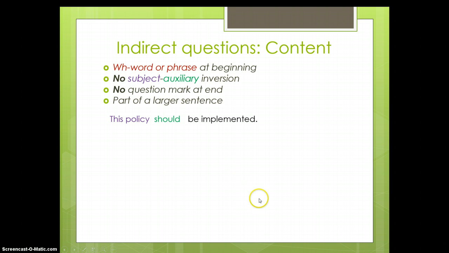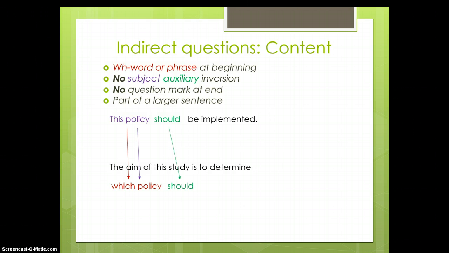Okay, now let's try one where the WH word or phrase at the beginning is the subject. So this policy should be implemented. Let's ask which policy. So the aim of this study is to determine. This policy becomes which policy. Should comes right down, and so does the rest of the sentence, and we're done.